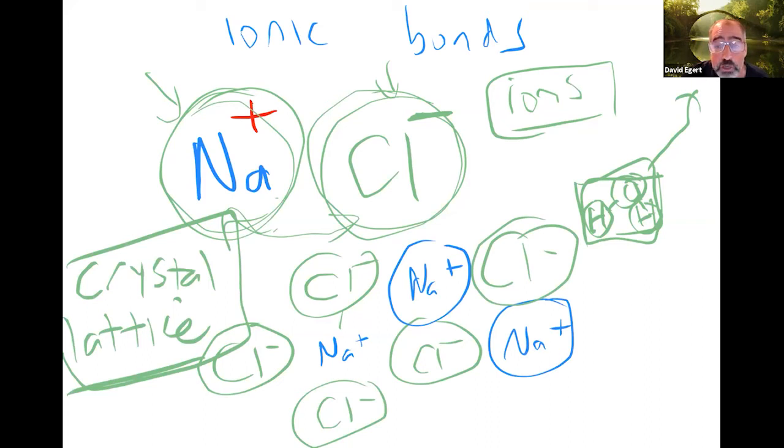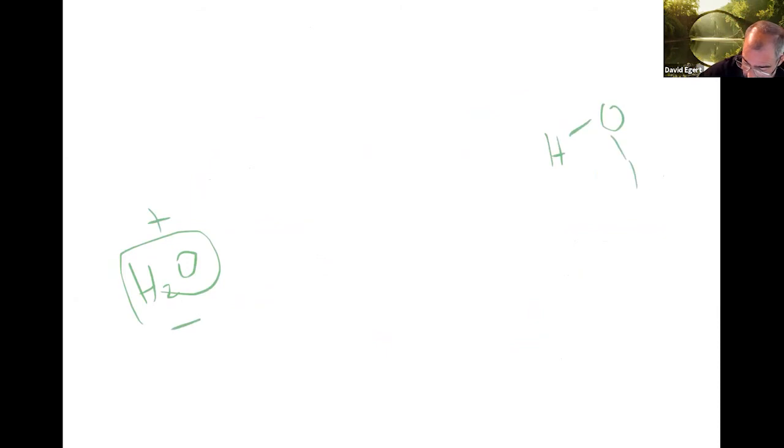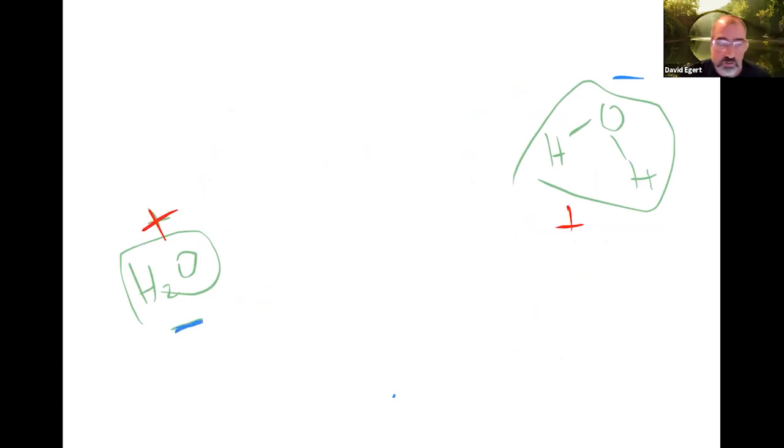And this is going to have huge implications for what happens when you take an ionically bonded compound and put it into water. What happens? So I have my polar solvent, this water here. What happens if I put my salt crystal in here?